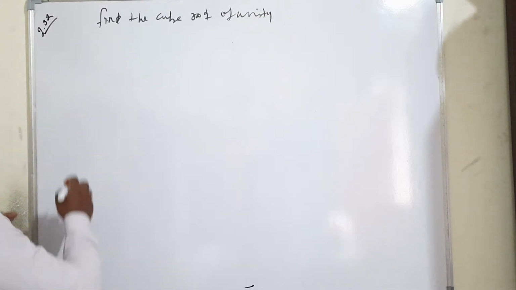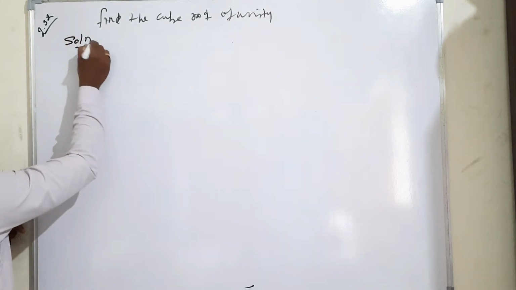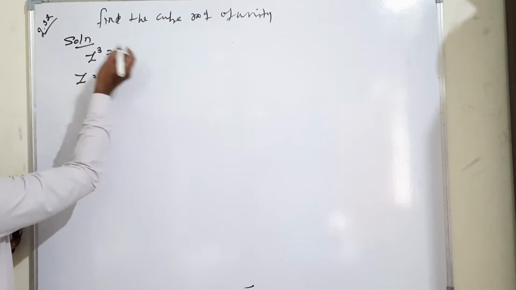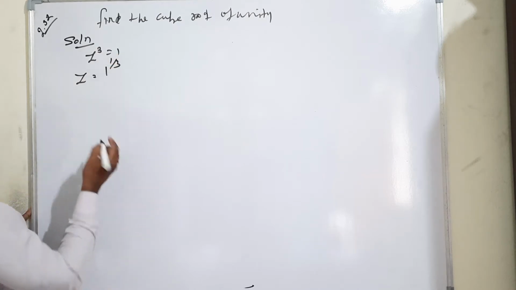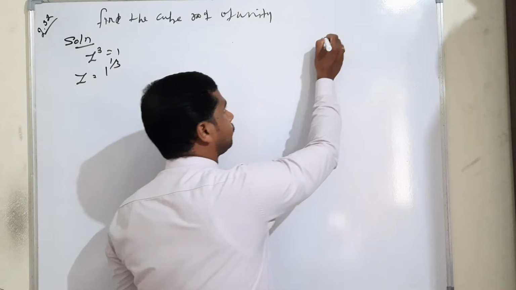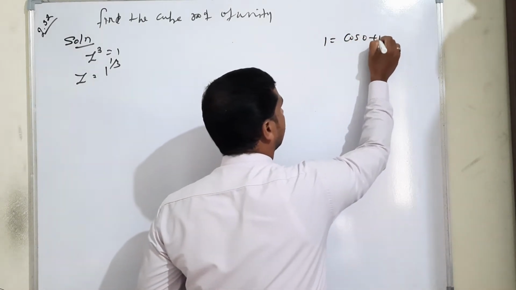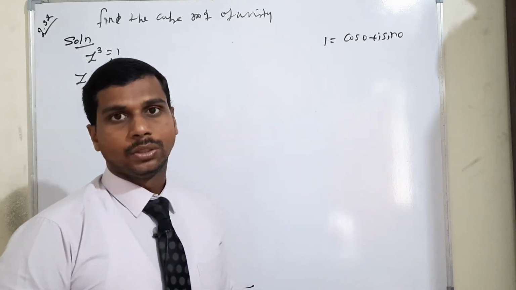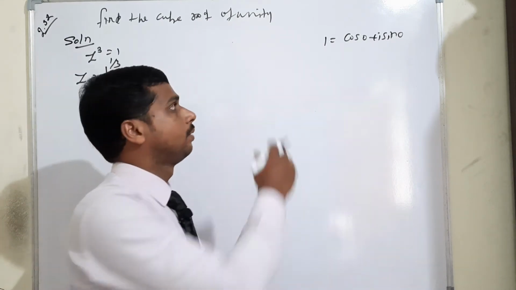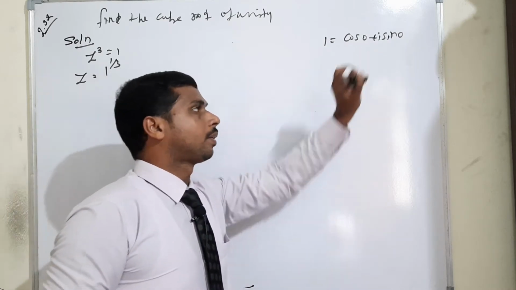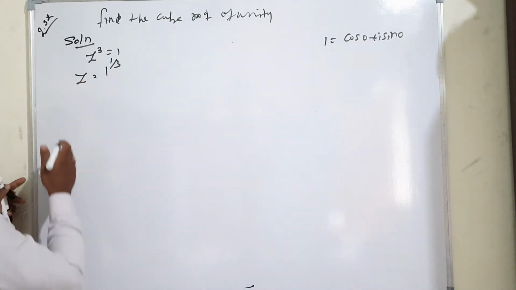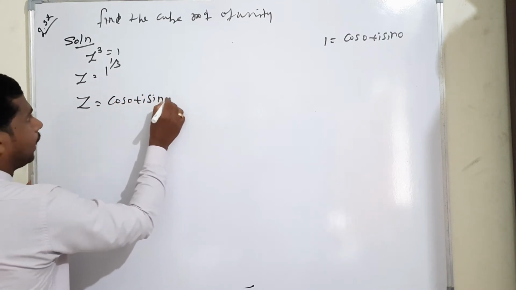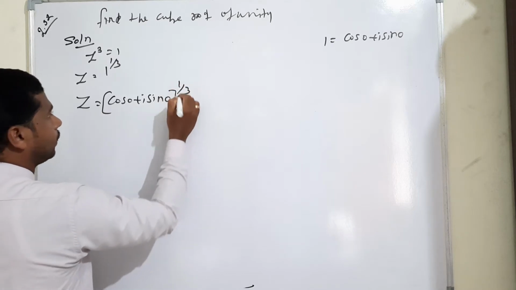Cube root of unity means the starting condition is to solve z cube equal to 1. Therefore, bringing the cube to the opposite side, we get 1 to the power of 1 by 3. What is the meaning of 1? 1 is equal to cos 0 plus i sin 0, because cos 0 is 1 and sin 0 is 0, and adding 1 plus 0 gives 1. So instead of 1 we can write cos 0 plus i sin 0. So z is equal to cos 0 plus i sin 0 the whole power of 1 by 3.